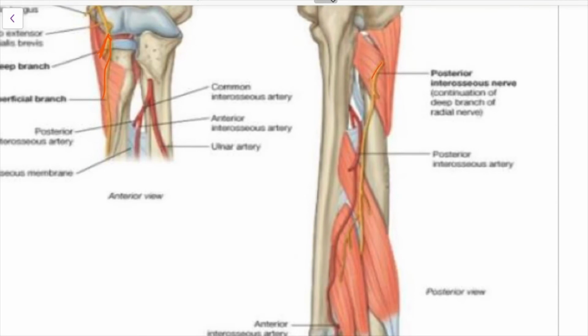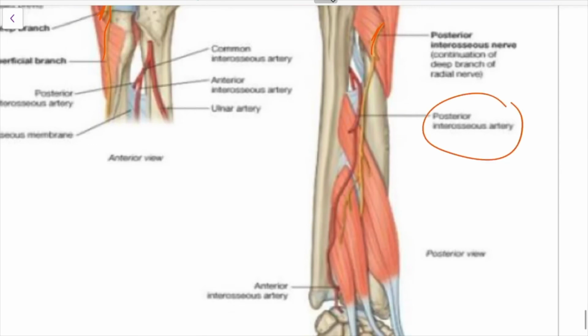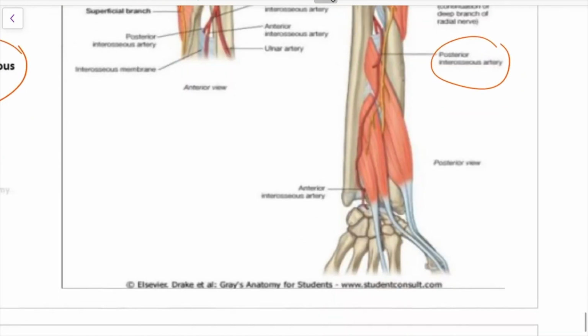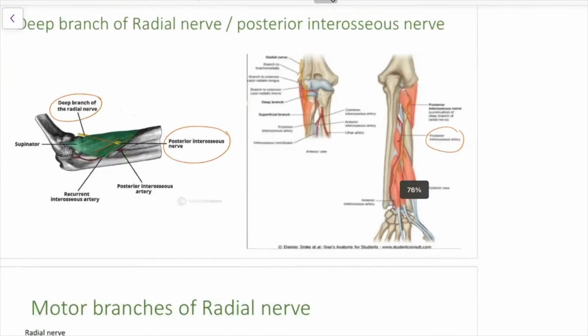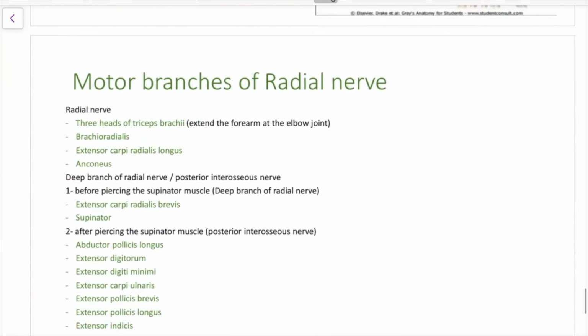Now the posterior interosseous nerve, after it leaves the supinator muscle, winds backward around the lateral side of the radius. Then the nerve runs in a fascial plane between the superficial and deep muscles of the back of the forearm, along with an artery which has the same name, posterior interosseous artery here. At the end, it ends deep to the extensor retinaculum.